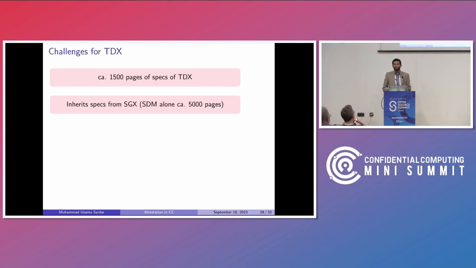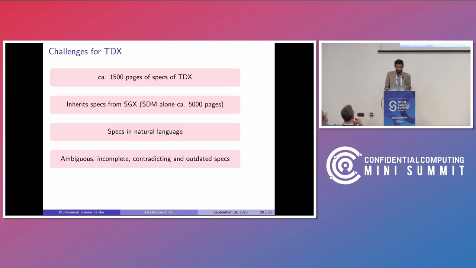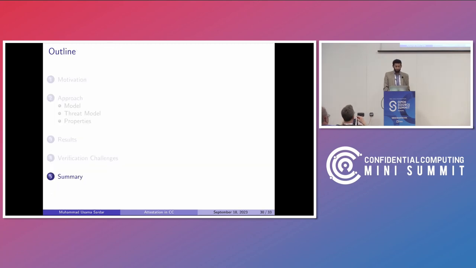As in the design, you see these TD code enclave and PC, which is like 5,000 pages of the software development manual alone. Specs are, again, in natural language, and it's true for all of the vendors. We don't have anyone describing it formally. And the specifications are ambiguous, incomplete, contradicting, and outdated, as some examples. And specs are updated on the same link, which is one of the critical issues in our mind.